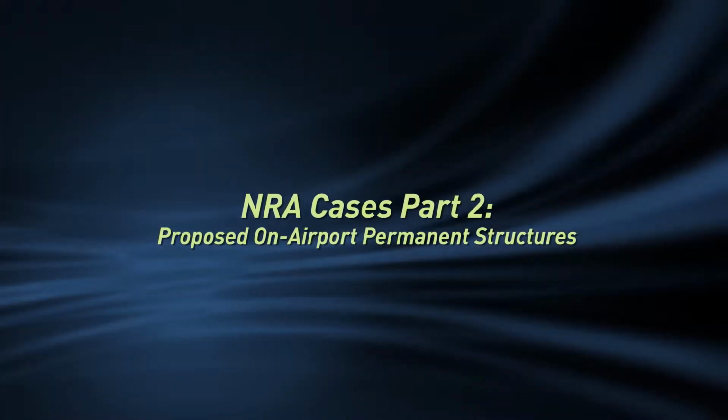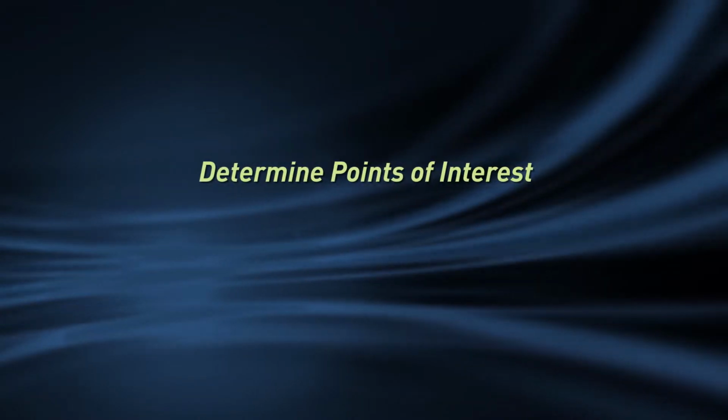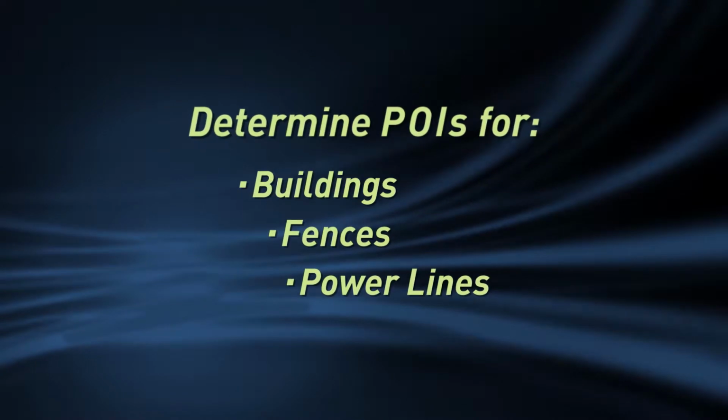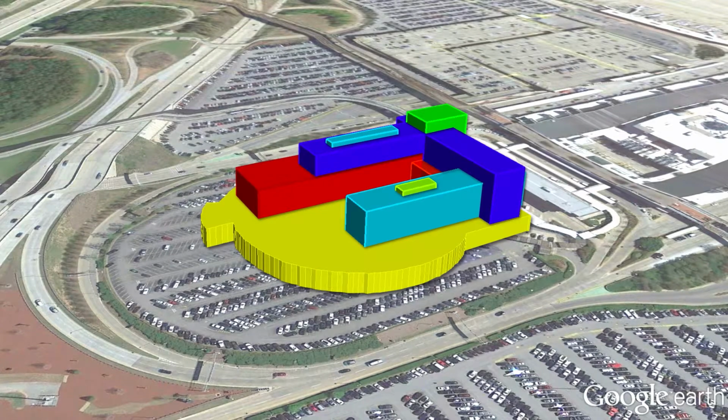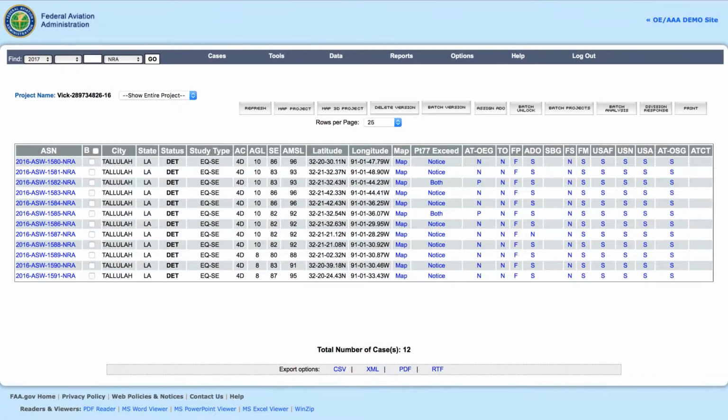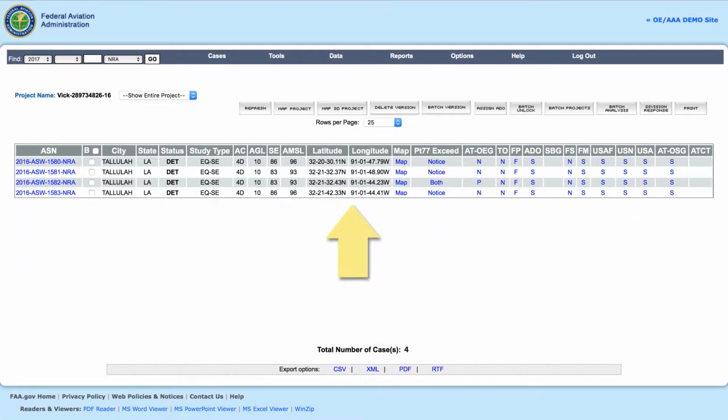In this video, you will learn how to determine points of interest, or POIs, for buildings, fences, and power lines. We'll start with buildings. Proponents often submit multiple case points for a proposed building. While many points may be required for close-in on-airport structures, some cases can be reviewed by submitting just enough POIs to create the structure's footprint.